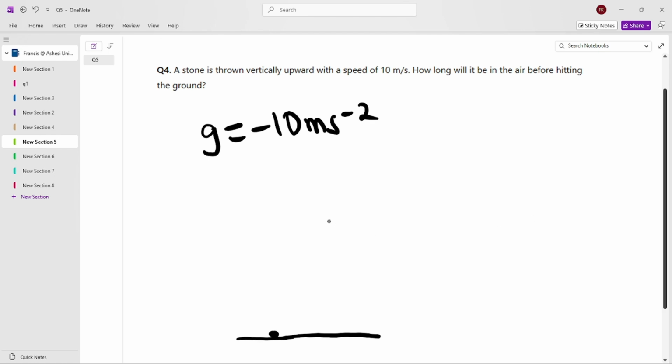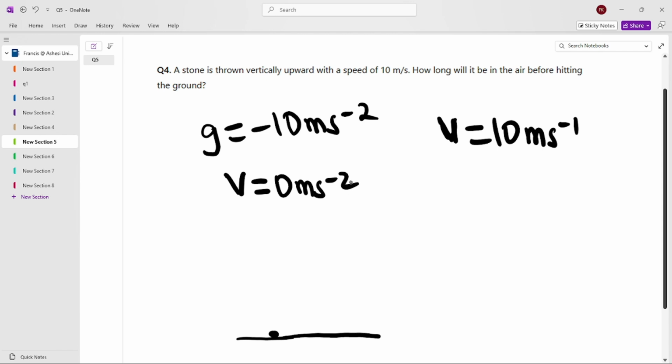So now you say g is equal to negative 10 meters per second squared. Then our initial velocity will be 10 meters per second. So u is equal to 10. That's from the question. Then our final velocity will be 0 meters per second. And now we are looking for the time it takes. How long will it be in the air before it hits the ground? So first, we are going to calculate the time it took to reach the top.